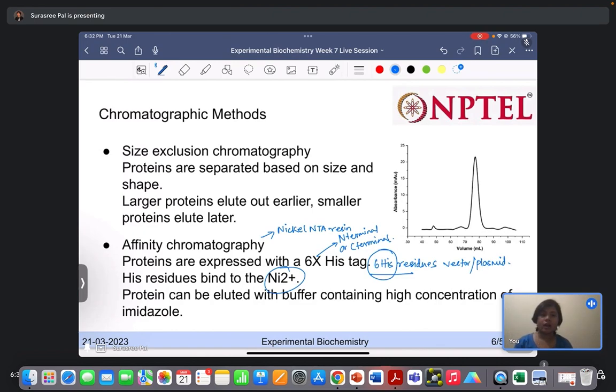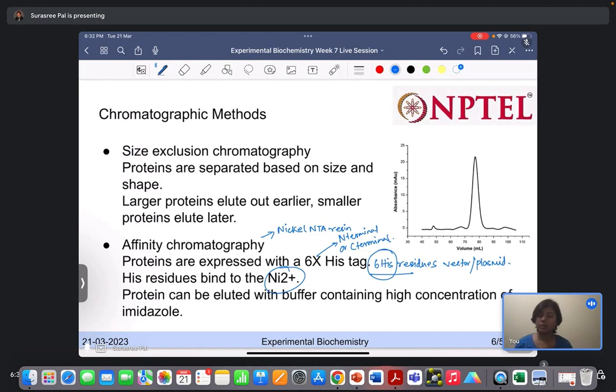Basically there are 6 coordination bonds that this nickel atom can actually form, and with 4 coordination bonds it is associated with the matrix. Now the 2 coordination bonds that are not fulfilled, that are empty, with these 2 coordination bonds it can attach to the 6x histidine residues on the protein molecules. So the protein now gets attached to the matrix.